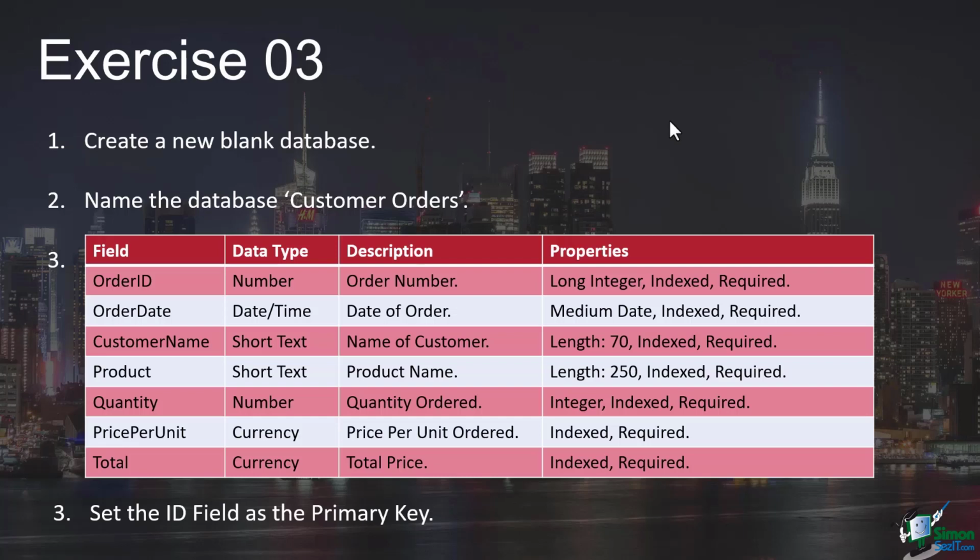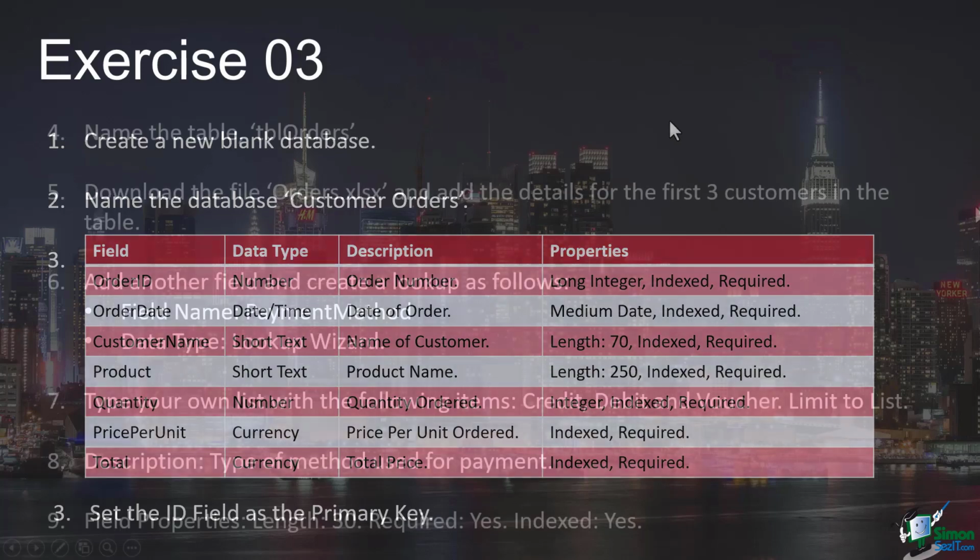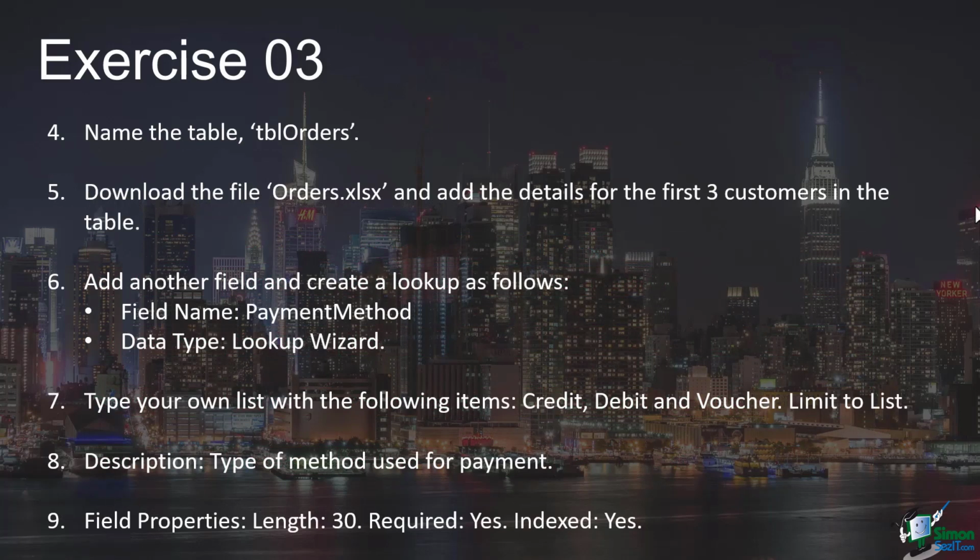So I'd like you to add the following fields into that table: order ID, order date, customer name, product, quantity, price per unit, and total. I'd like you to use the data type and the description listed in this table just here, and make sure you set the properties as required. Once you've created that table, I'd like you to set the ID field as the primary key. Make sure you save the table and name the table Table Orders.